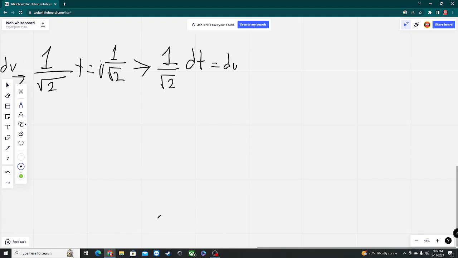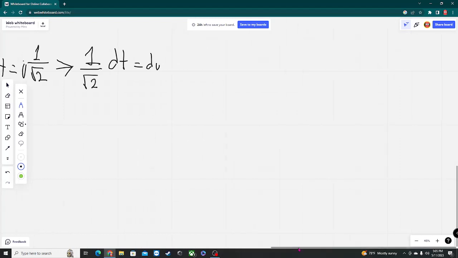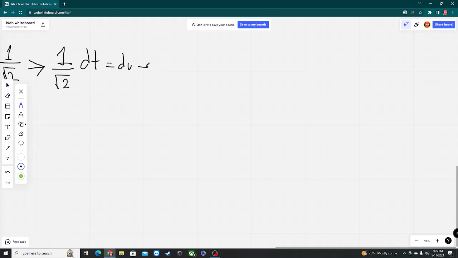Now let's put it back into an integral format. So if we're putting it back into our integral format, we're going to have our 1/2 still.